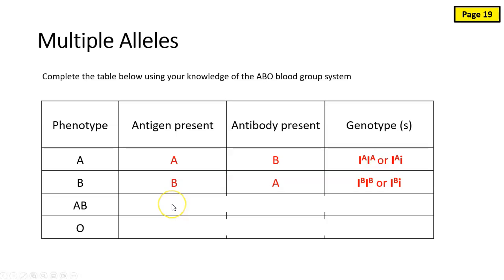And for blood group AB, you will have both antigens and therefore neither antibodies, and the genotype can only be heterozygous. And finally, for blood group O, you will have neither antigen present on the surface of the red blood cells. However, you have both antibodies, and the genotype is small i, small i. Hopefully you were able to complete that table without any hassle.